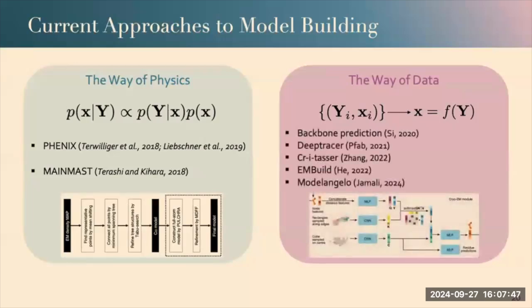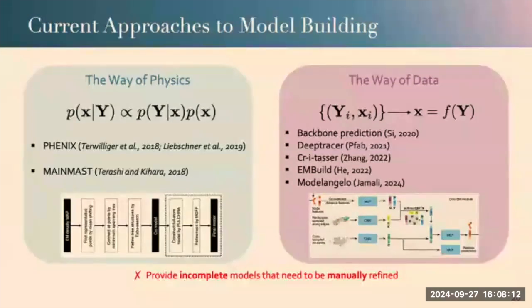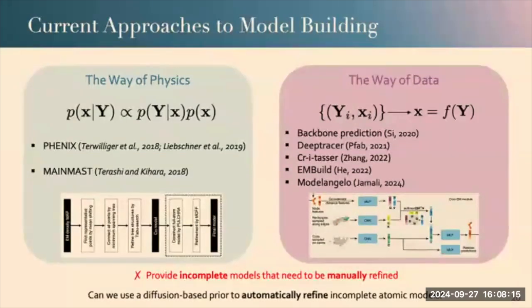I have a list here. ModelAngelo is probably the most powerful method for de novo model building, and it's considered state-of-the-art for model building. However, all those methods, as we've mentioned earlier, if you use them as is, they will provide an incomplete or sometimes slightly inaccurate model, and you need that manual refinement step. So we were wondering if we could use this diffusion-based prior to automatically refine incomplete atomic models.